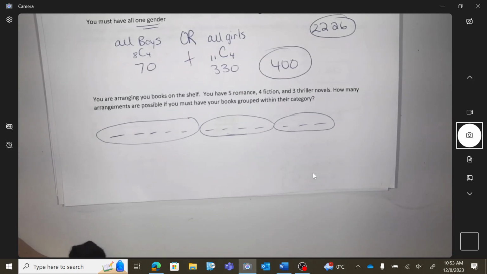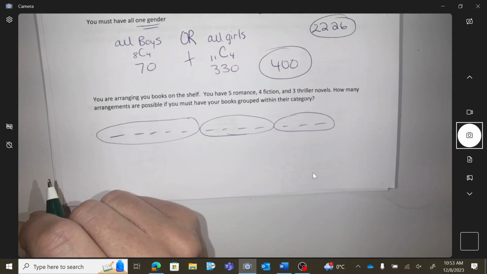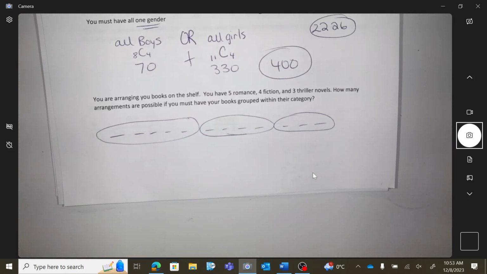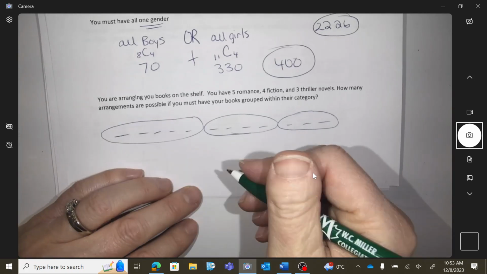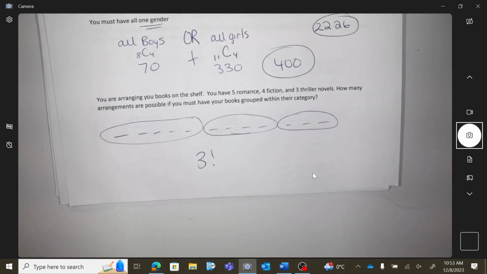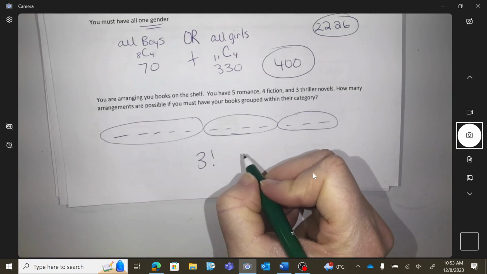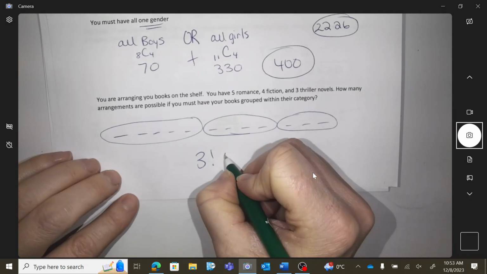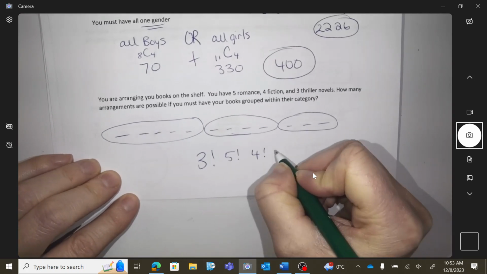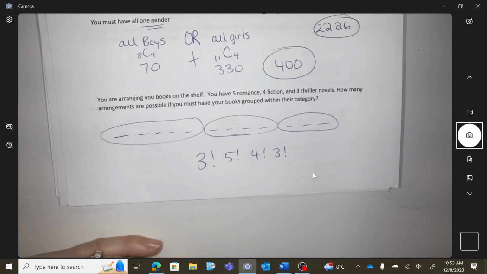So what is this strategy? I've done it before. How many things am I now moving around? 3. I could go romance, fiction, thriller. I could go fiction and then the romance in the middle, thriller at the end, right? Then what could the romance books do amongst themselves? Amongst themselves. How many groups? How many are you moving within the groups?